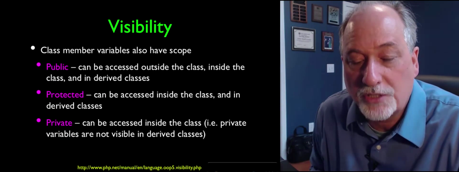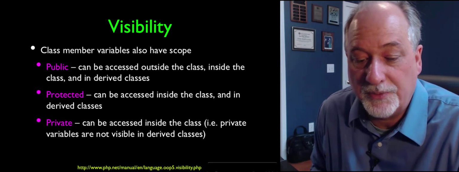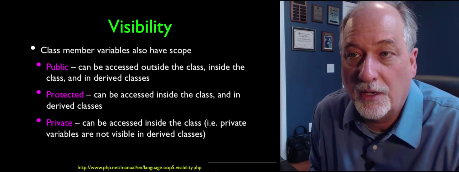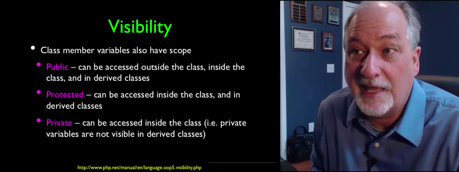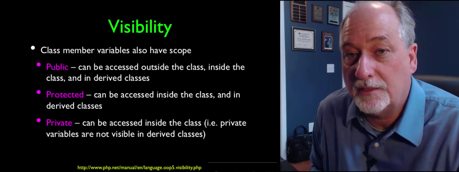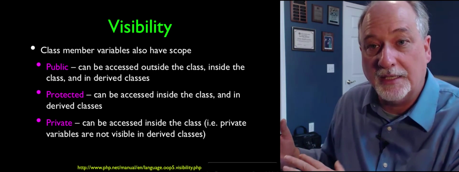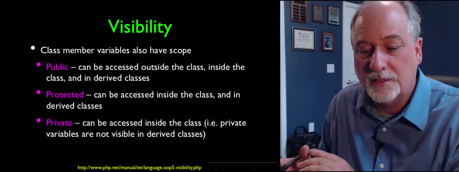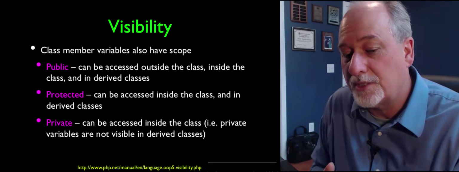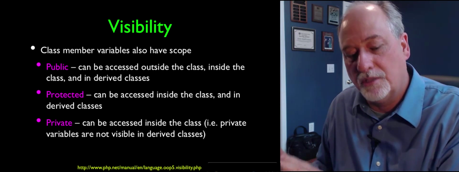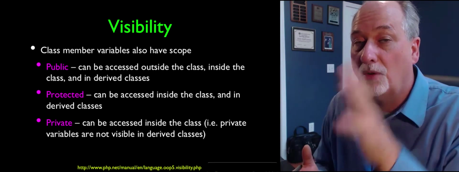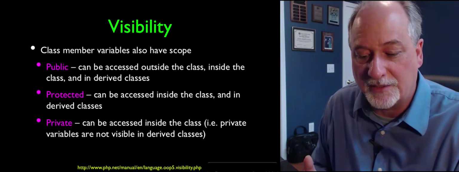And one thing I sort of glossed over a bit is this visibility. When you're in a class and you're making class variables, you can say that this variable is a public variable, which means that code outside the class can touch it. Protected means only code inside and the derived classes can touch it. And private means only inside but not in the derived classes.